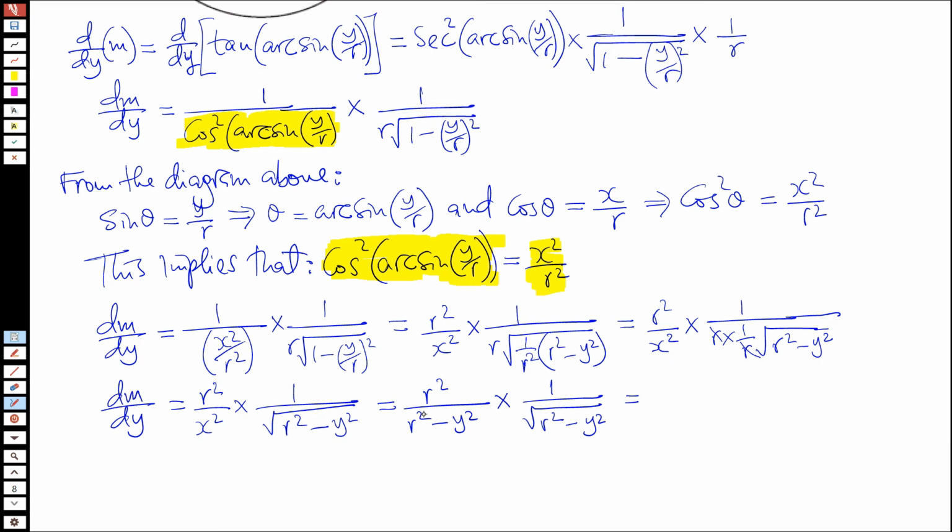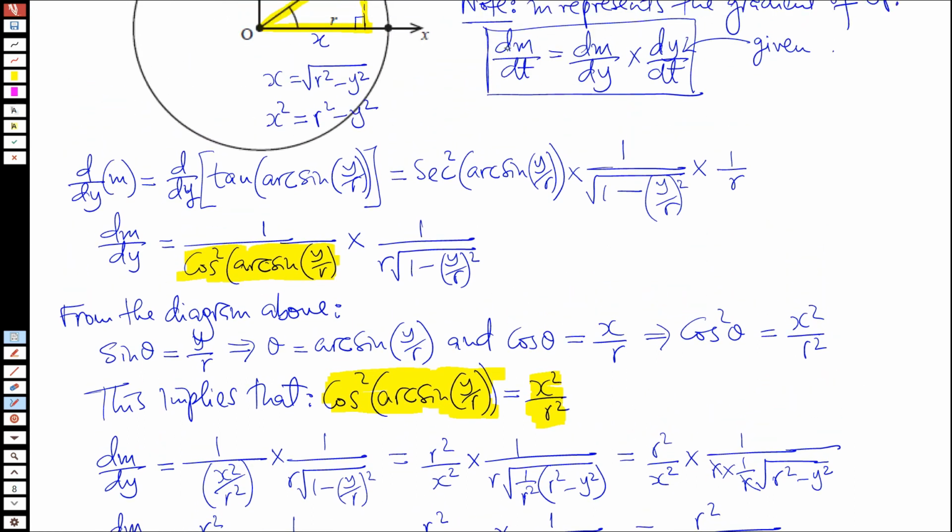Okay, and we can put these two things together, because this is r squared minus y squared to power 1 and this is to power a half. If you apply your laws of indices, this will be equal to r squared over r squared minus y squared to power 3 over 2. You can even simplify this further, but let's leave it like that for now. Anyway, so dm over dy is equal to that.